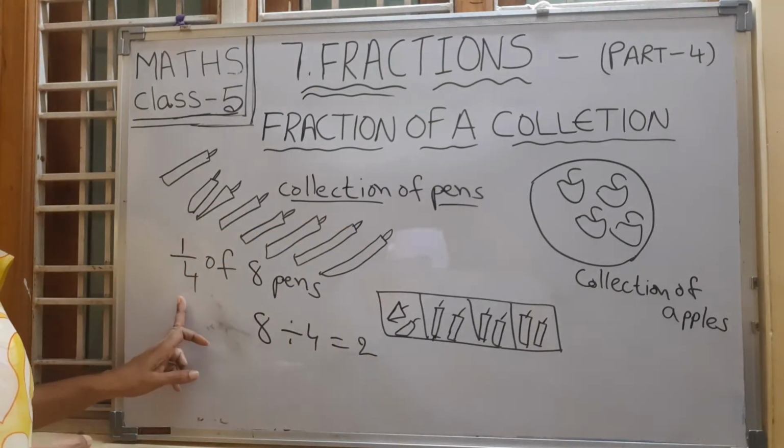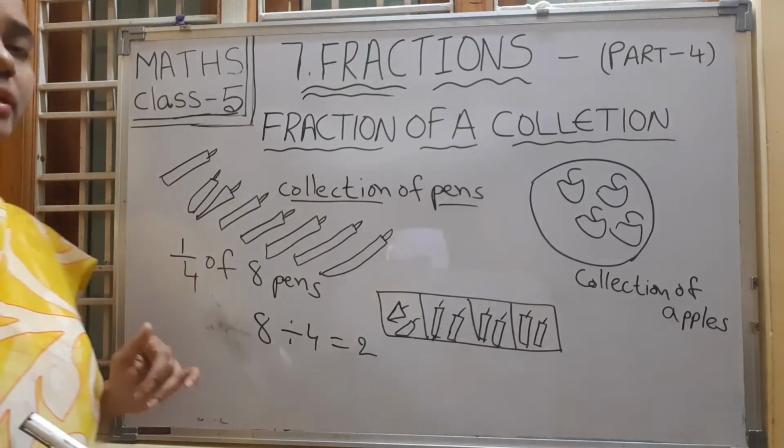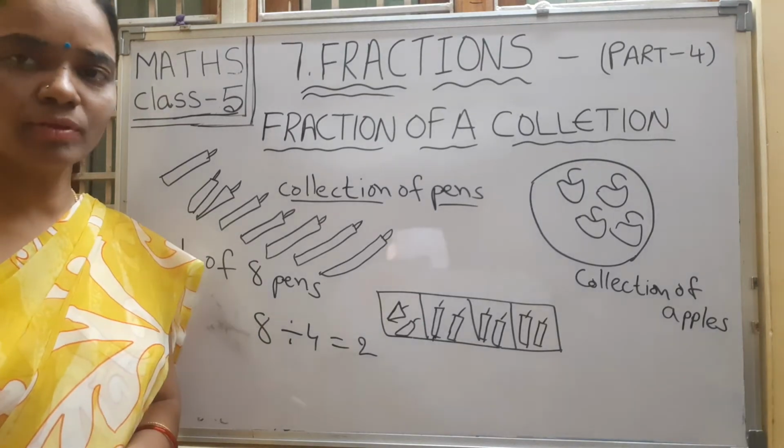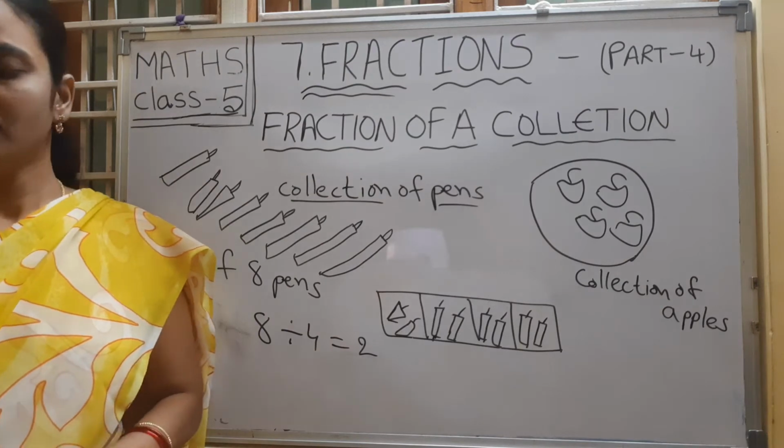What is 1 by 4 part of 8 pens? Out of 8, 1 by 4 part means 2 pens. 1 by 4 means 2. Note it down, children.